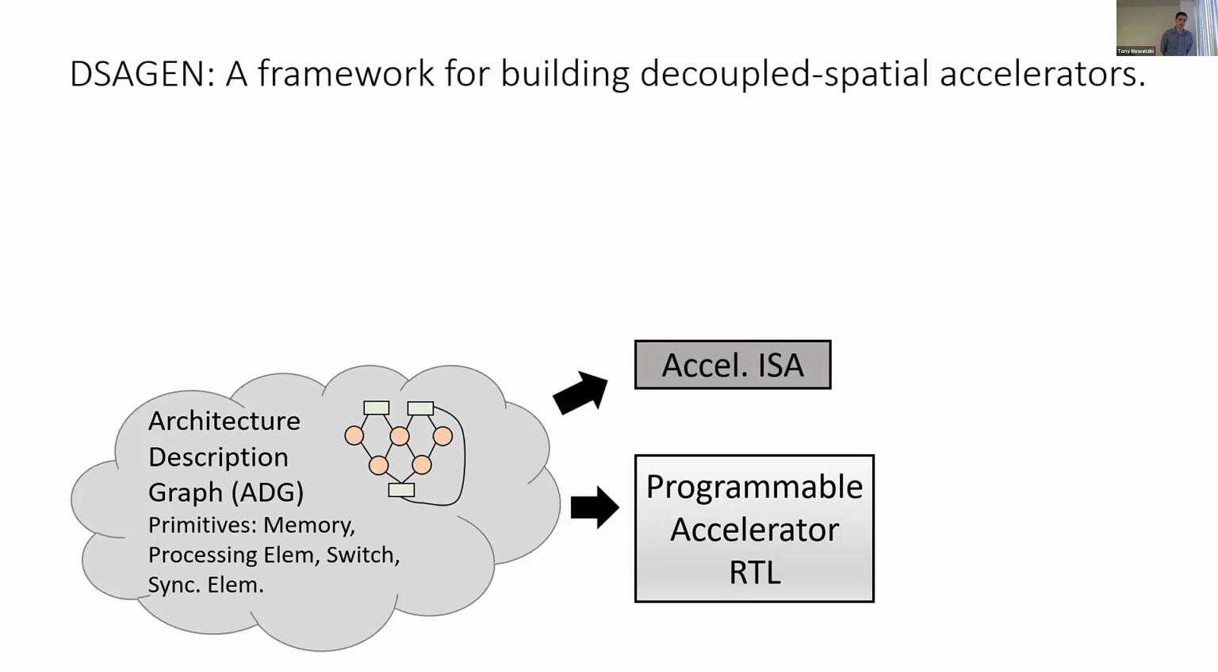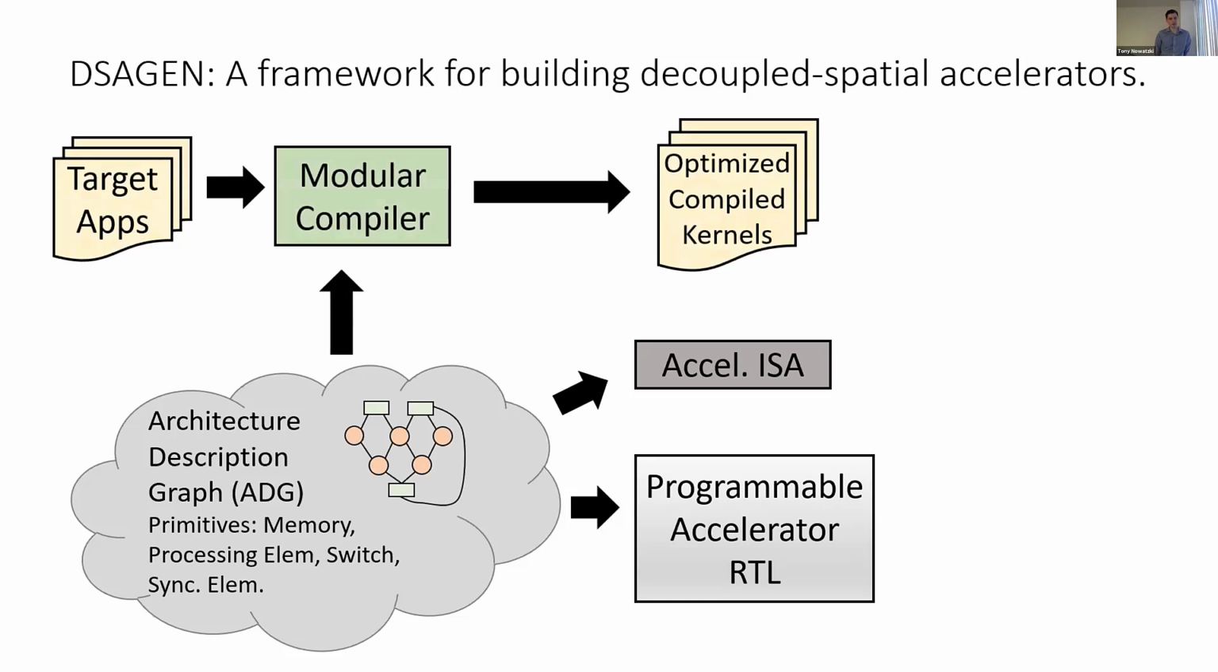And so in a sense, the ADG serves to define the accelerator. It defines all the features that are there in the hardware, and it also defines the format of how you would configure that hardware to do something useful. Okay, and then finally we have the compiler, which takes some applications and compiles them based on the knowledge of what's going on in the ADG and what features are available, and produces optimized kernels.